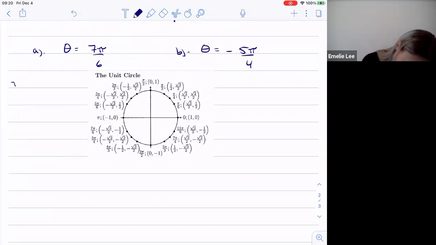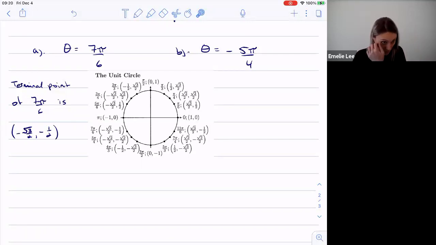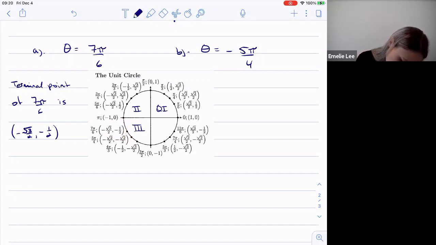So the terminal point of 7 pi over 6 is, and I'll just steal it from here, negative root 3 over 2 and negative 1/2. Notice in this third quadrant, so here we're in the first quadrant, second quadrant, third quadrant, and the fourth quadrant. And I'll ditch this Q here, I'll just do 1.